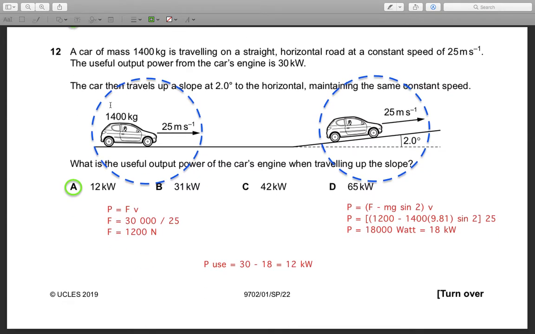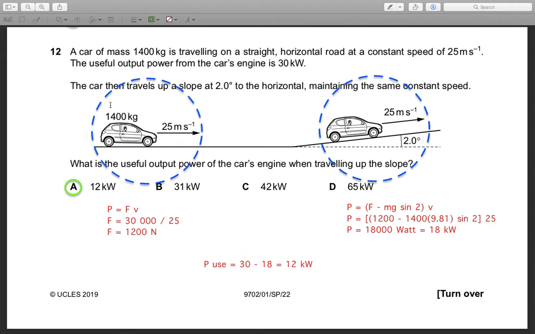Okay, number 12. A car of mass 1,400 kilograms is traveling on a straight horizontal road at a constant speed of 25 meters per second. The useful output power from the car engine is 30 kilowatts. The car then travels up a slope at 2.0 degrees to the horizontal, maintaining the same constant speed of 25 meters per second. What is the useful power of the car engine when traveling up the slope?